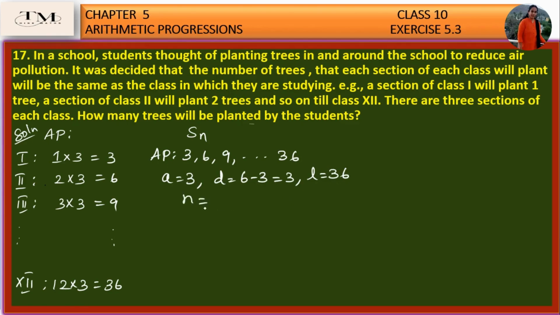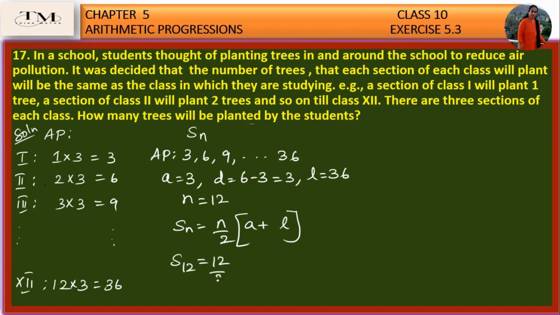So how many terms are there? There are 12 standards, so n is equal to 12. Okay, I hope you can understand this. Moving on to find out Sn: how many trees will be planted by the students? Sn is equal to n by 2 times (a plus l). As we know the last term, we can use this formula. So we have to find out S12.